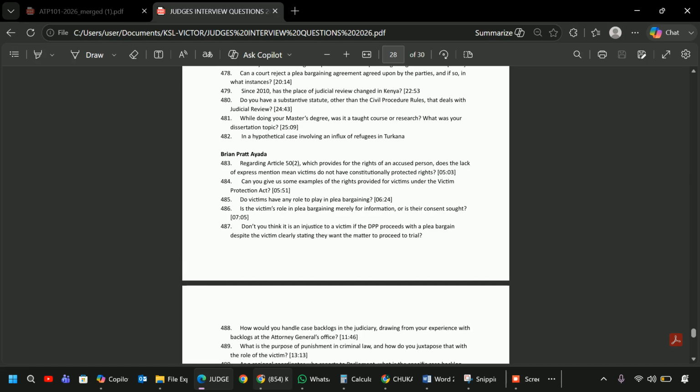Then the right to protection and safety, to request protective measures where there is intimidation, threats, or retaliation risks. Then the right to restitution and compensation, to seek reparation, where we have compensation from the offender and or through statutory schemes where applicable. Okay, so that is it. Right to be treated with dignity and respect, to have their privacy protected, right to be informed, right to participate in proceedings, right to protection and safety, right to compensation.